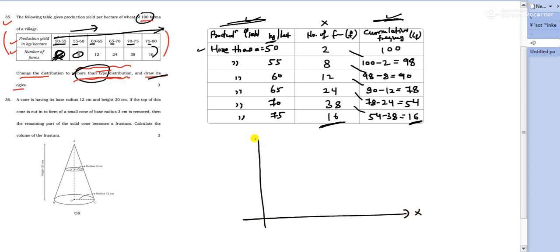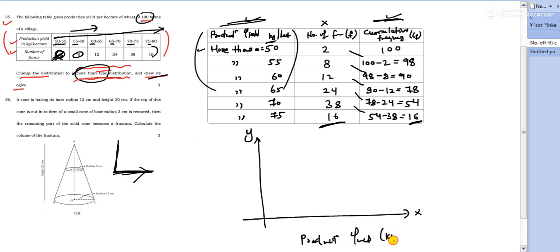This is x-axis, this is y, and we always take these limits. Remember this L. So limit is always towards this side, remember. So I'll write here limit. Instead of limit they have given production yield, so you have to write that only, production yield, that is kg per hectare in x-axis. In y you have to take always cumulative frequency. So if you see, it's starting from 55 and ending to 75.